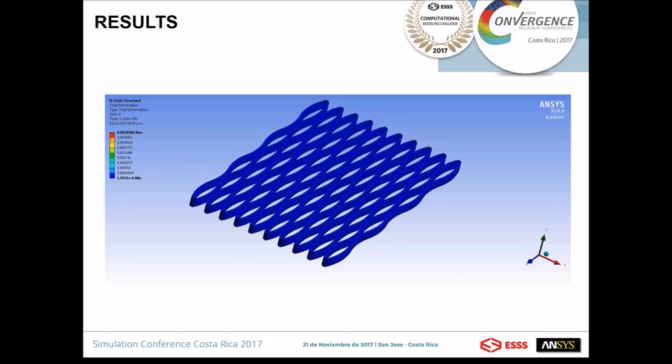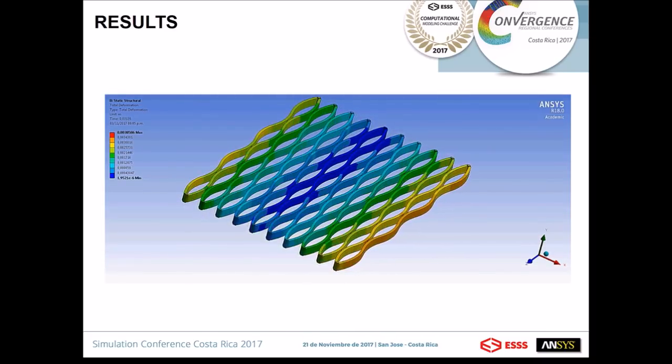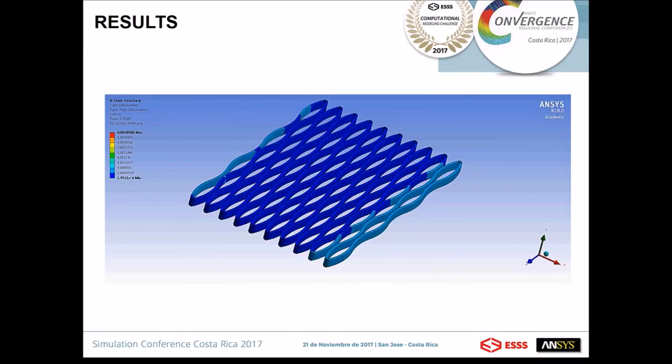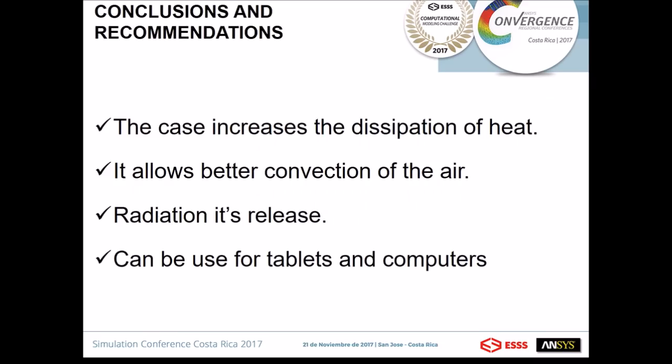As a result, when the material expands, the cooling of the device is achieved. The security of the smartphone isn't affected by this expansion. The cooling process is gradual, according to the heating of the phone. Once the device's temperature is optimal again, the frozen case returns to its predetermined form. With this investigation, we conclude that the case increases the dissipation of heat. It allows better convection of the air.